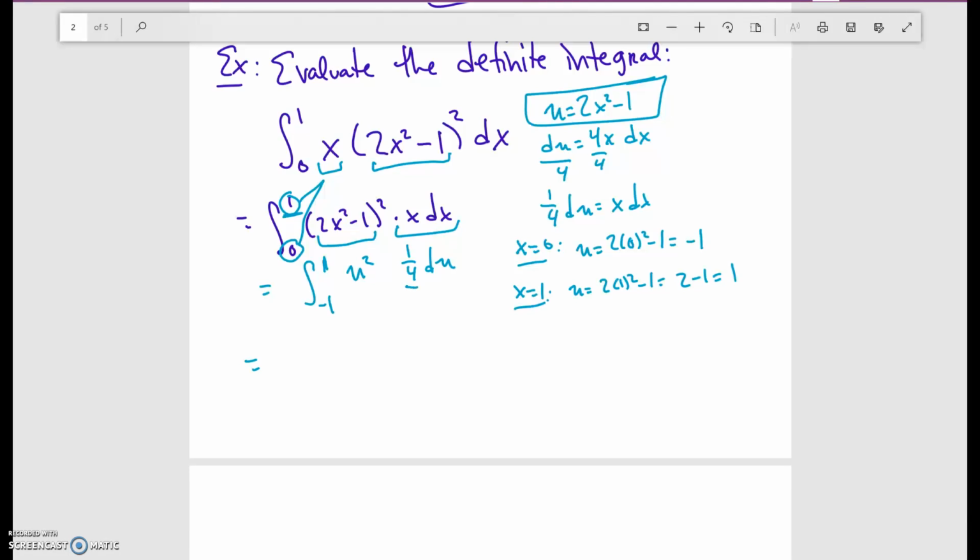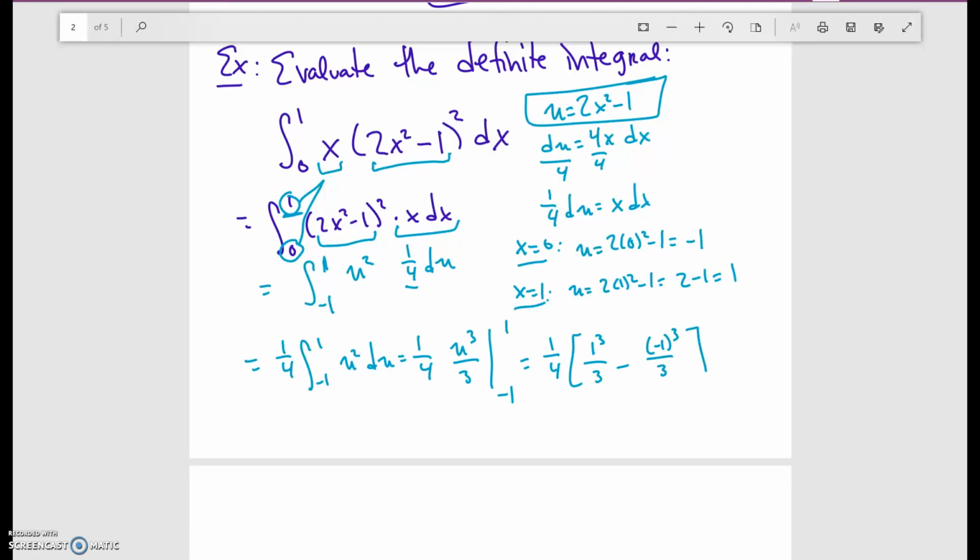Let's pull out this 1/4. So 1/4 integral from -1 to 1 of u squared du. Now we're going to take the antiderivative, 1/4. This is going to be u cubed divided by 3. This is going to be evaluated using fundamental theorem of calculus part 2 from -1 to 1. All right, so I'm going to have 1/4 times 1 cubed divided by 3 minus -1 cubed divided by 3.